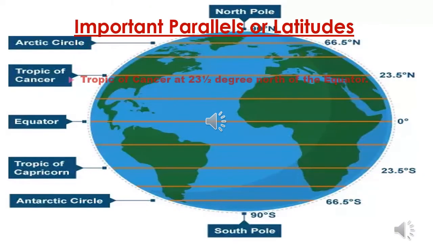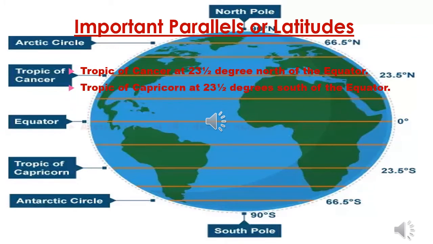Important parallels or latitudes. Students, apart from the equator, the North Pole and the South Pole, there are 4 other important parallels or latitudes on the earth. They are Tropic of Cancer, Tropic of Capricorn, Arctic Circle, and Antarctic Circle. Let us see one by one where they lie.